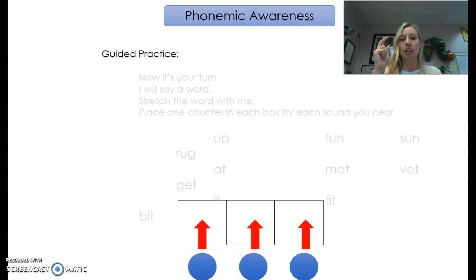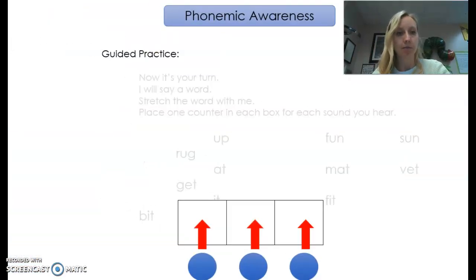At, a, t. 2 sounds. Mat, m, a, t. 3 sounds. Vet, v, e, t. 3 sounds. Get, g, e, t. 3 sounds. Bit, b, i, t. 3 sounds. It, 2 sounds. Last one. Fit, f, i, t. 3 sounds.